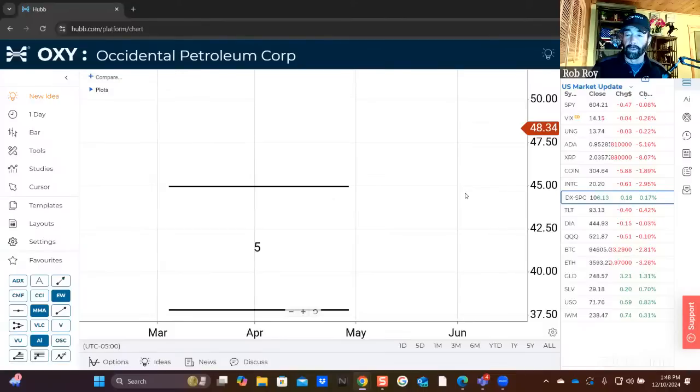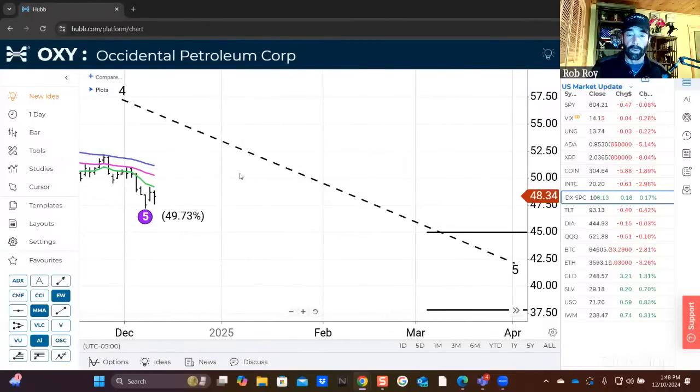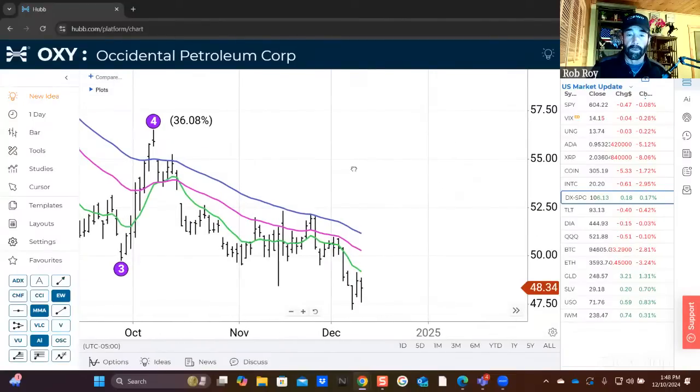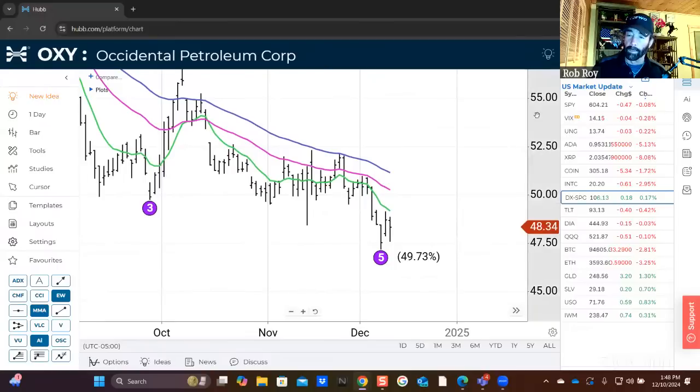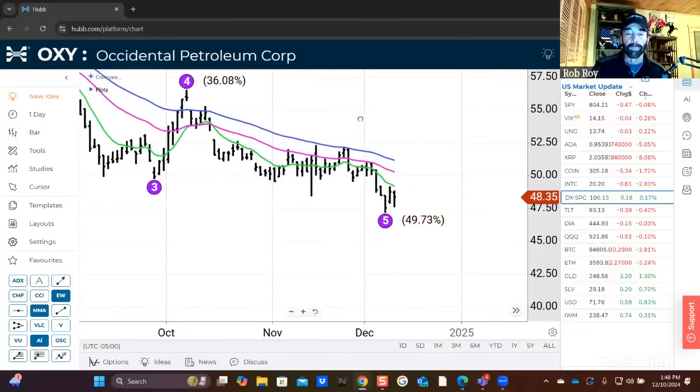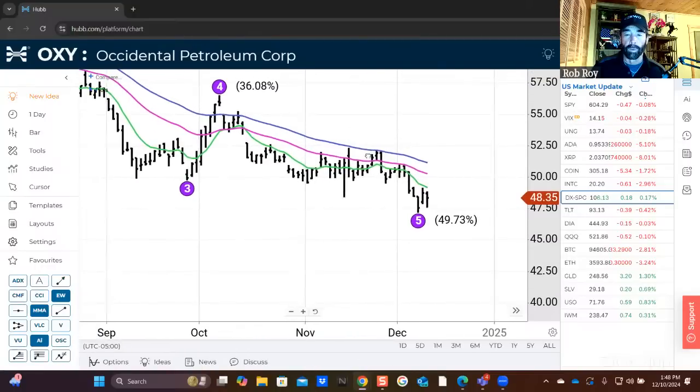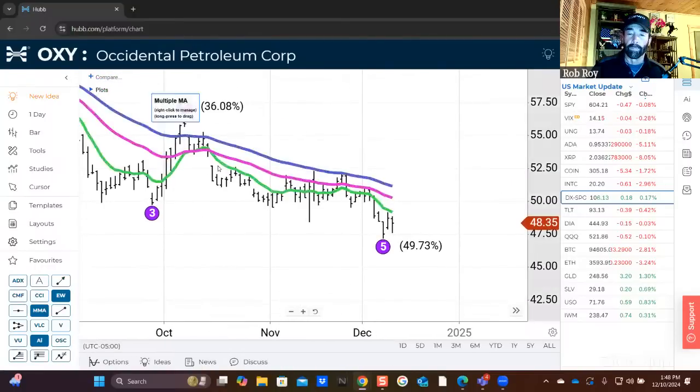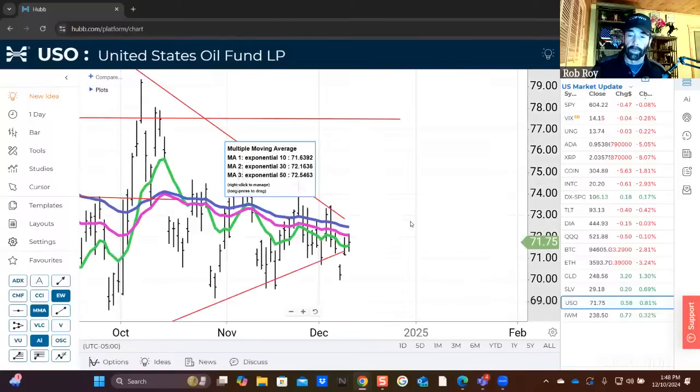Taking a look at oil. I didn't bring up oil earlier, but I will as we look here because the oil company stocks are all over the map. Schlumberger is not performing. Some of the other ones are. Oxy is coming down here, moving lower. Let's just flip over here real quickly to USO, and then I'll bring the Oxy chart back up.